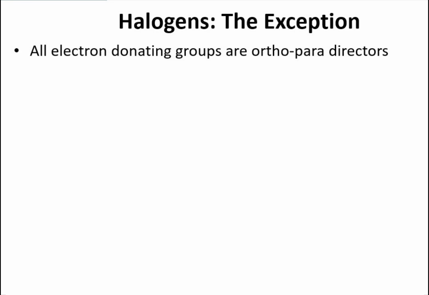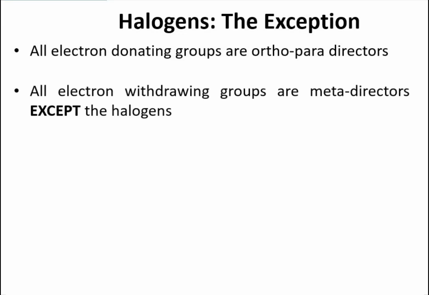Well, there is one weird exception to the rule, and that is the halogens. So halogens are an exception because they themselves are electron withdrawing and deactivating, but end up giving us ortho and para substitution. So the halogens are a weird exception to our general rules.